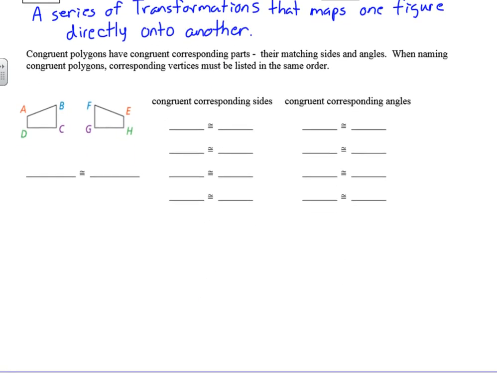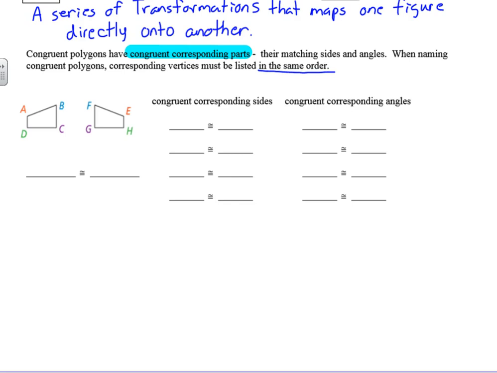One of the key understandings that we need to have is a good understanding of this idea of congruent corresponding parts. It means they're matching sides and angles. When naming congruent polygons, corresponding vertices always must be listed in the same order.